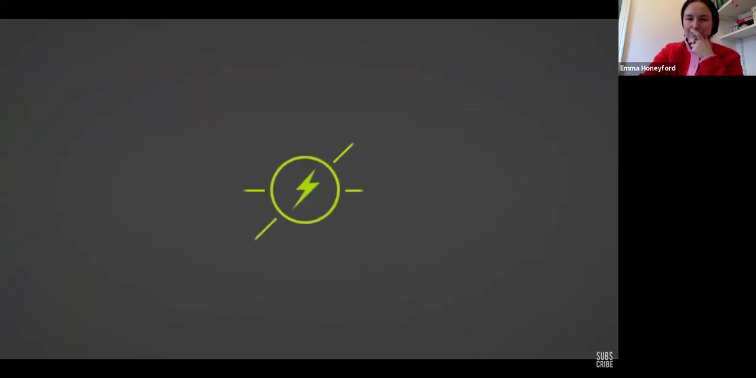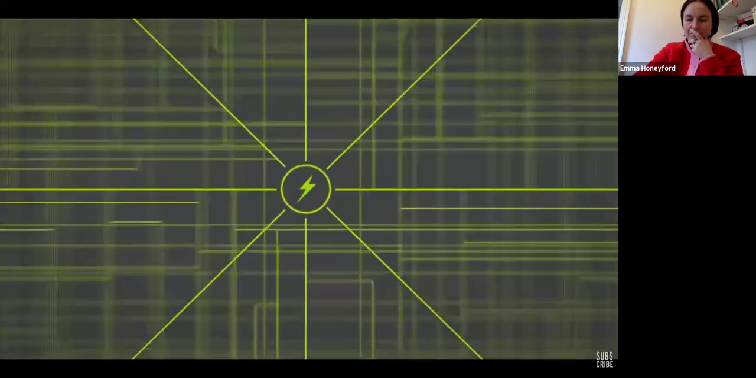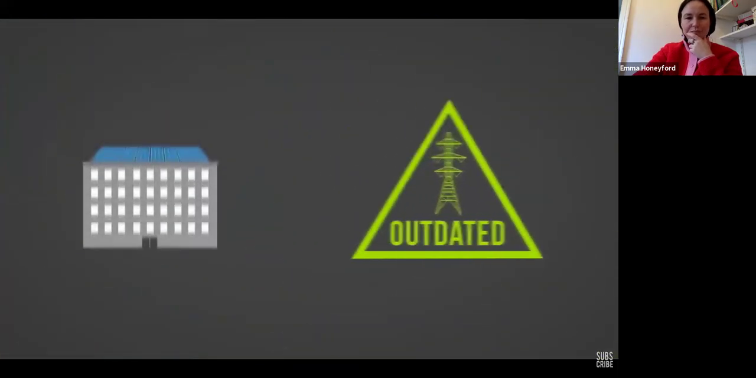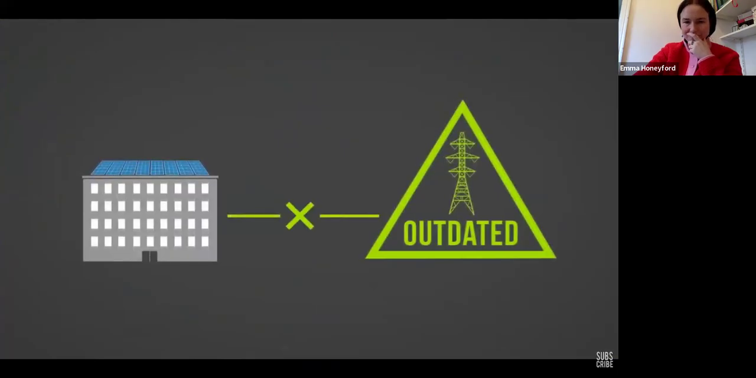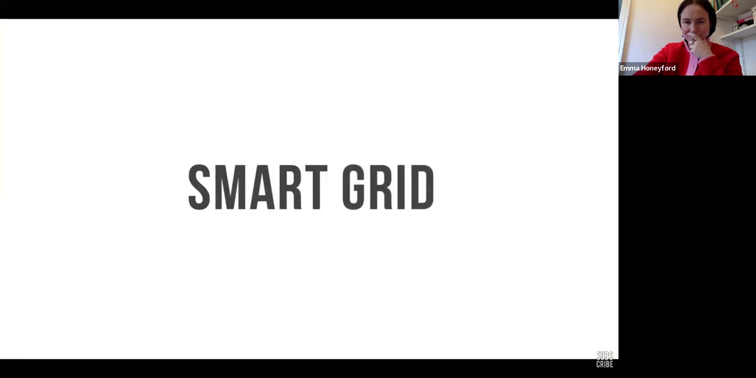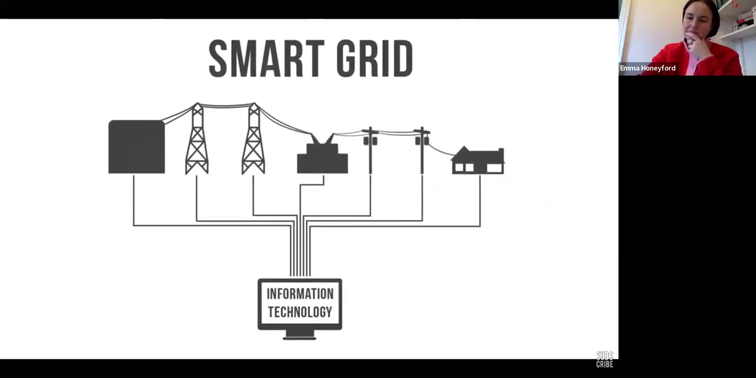The centralized nature of the grid has made it an ideal structure for large-scale electricity production. However, some of the grid's infrastructure is outdated and is not capable of accommodating small-scale electricity generation technologies. The smart grid is this generation's answer to the electrical grid's shortcomings. The smart grid is simply the electrical grid enhanced by information technology.